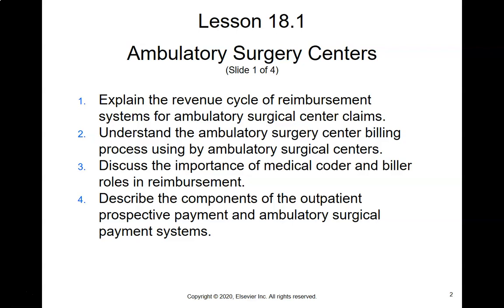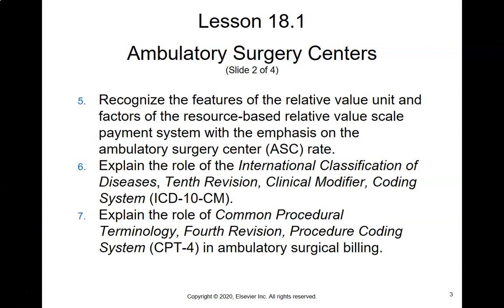3. Discuss the importance of medical coder and biller roles in reimbursement. 4. Describe the components of the outpatient prospective payment and ambulatory surgical payment systems. 5. Recognize the features of the relative value unit and factors of the resource-based relative value scale payment system, with the emphasis on the ambulatory surgery center rates.